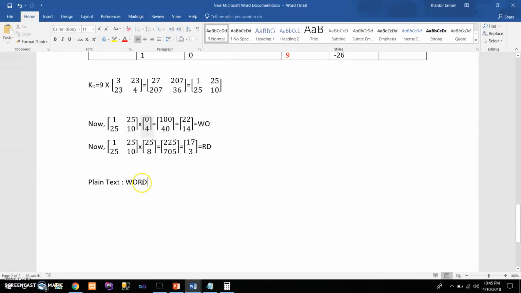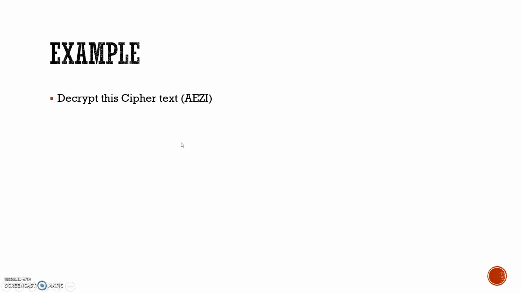This is the decryption key. Sorry, this is the plain text value. So I have completed the encryption process and decryption process by using the Hill cipher algorithm. So thank you very much. Allah Hafiz.